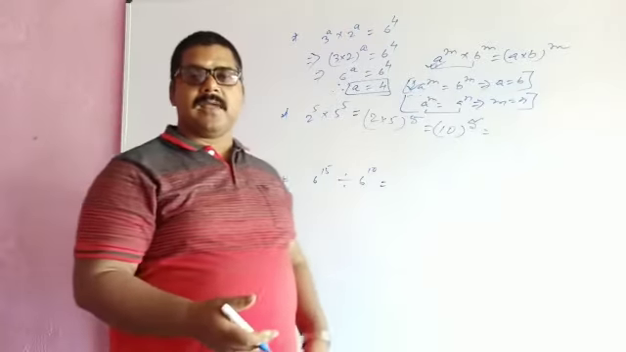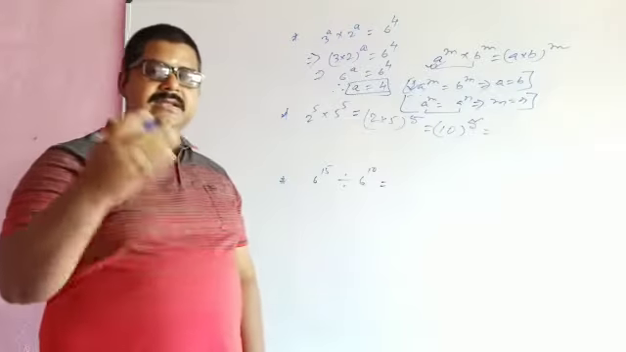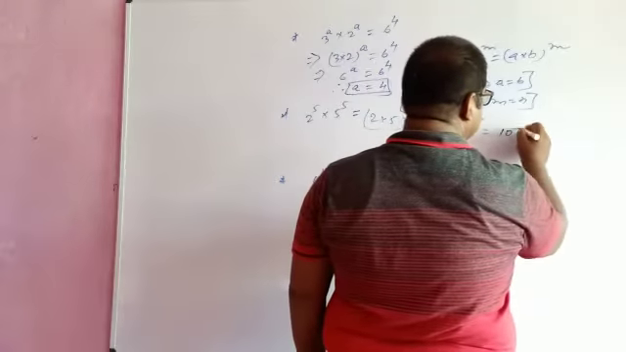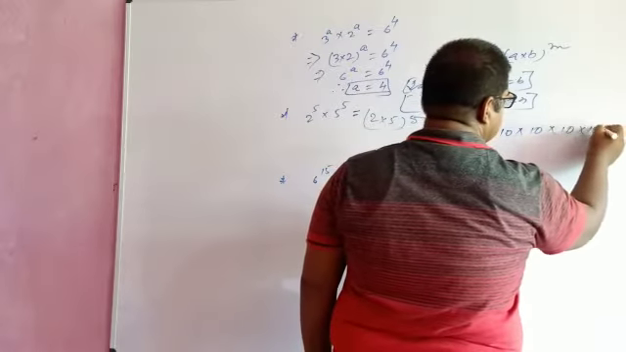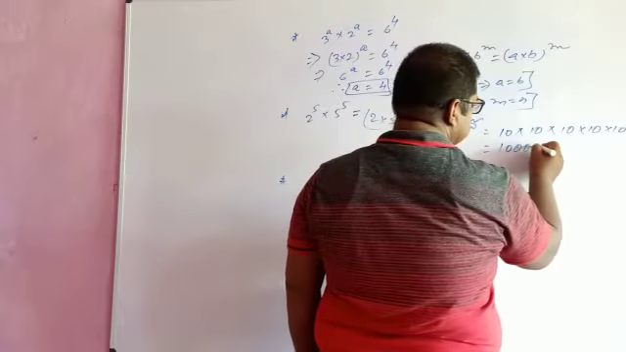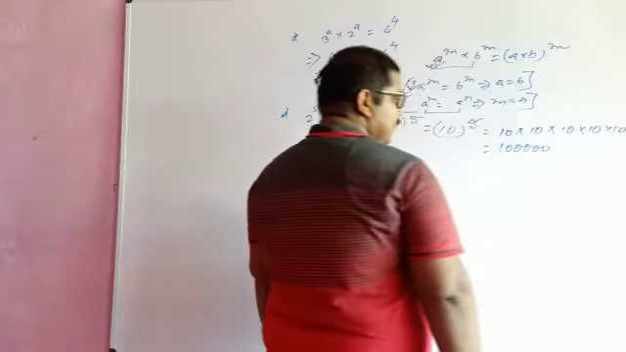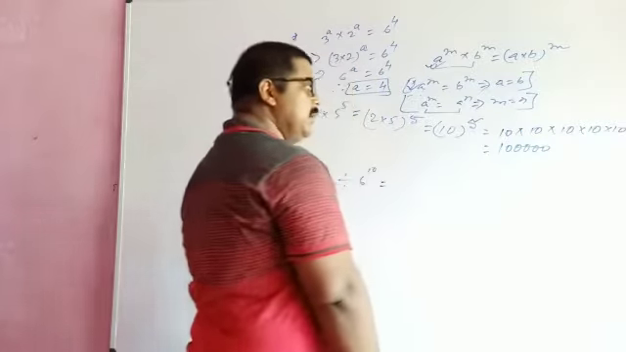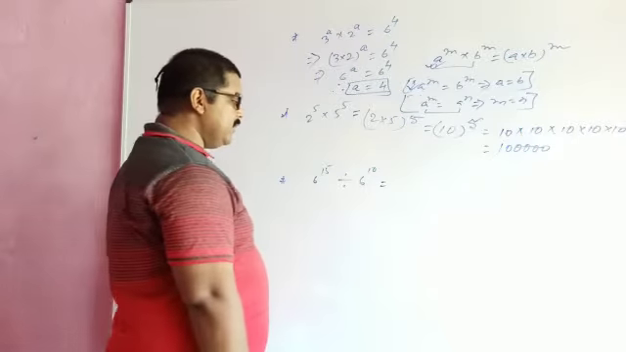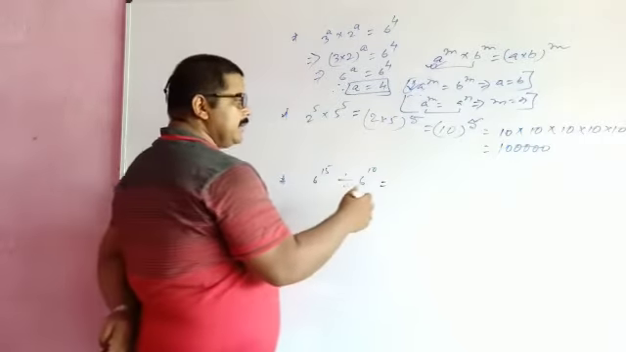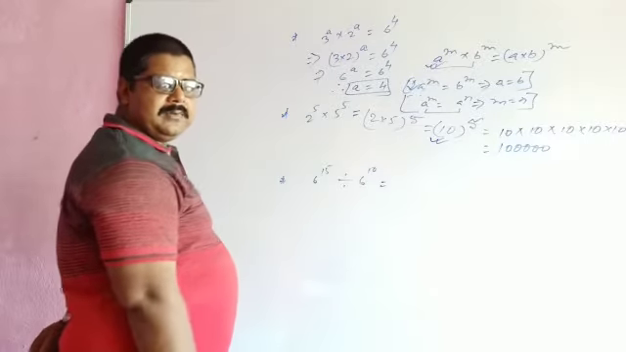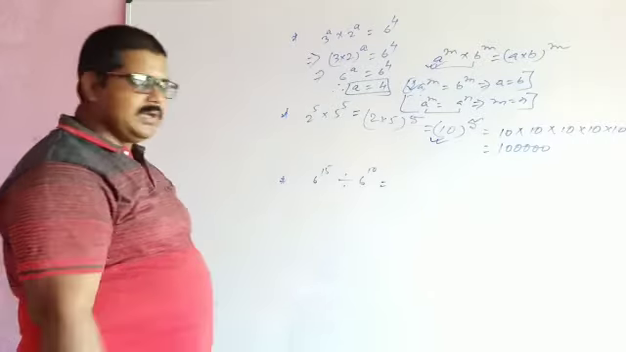When 10 is multiplied 5 times, 10 into 10 into 10 into 10 into 10, then it is equal to 1 lakh. So 1 lakh is the final answer of this question. In most books you write only 10 to the power 5 in the exponential form.